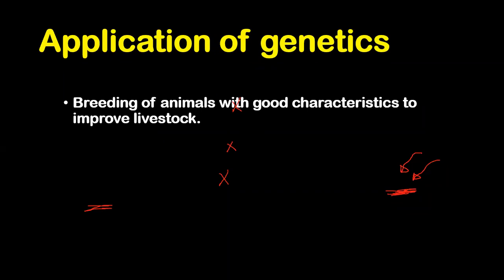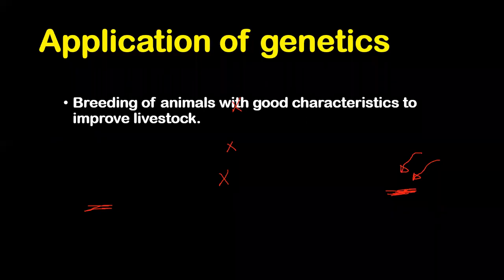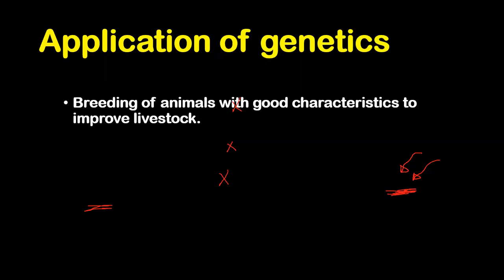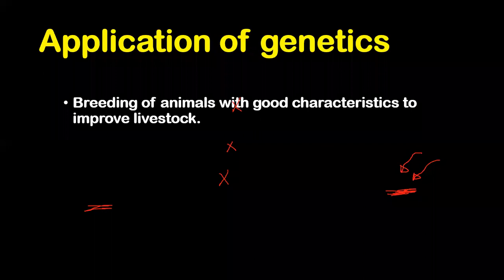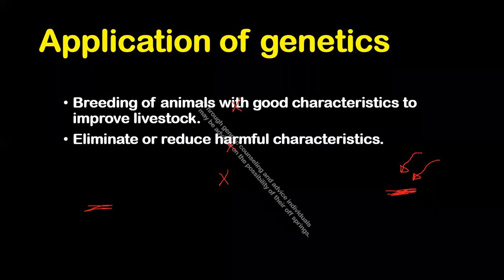If somebody has a good bull, all of you go for that bull. If somebody has a cow that can produce 5 liters of milk, all of you yearn to either get a calf or get a copy of that cow. Why? You are carrying out genetics. Though you didn't know that's actually genetics. We use it to eliminate or reduce harmful characteristics.